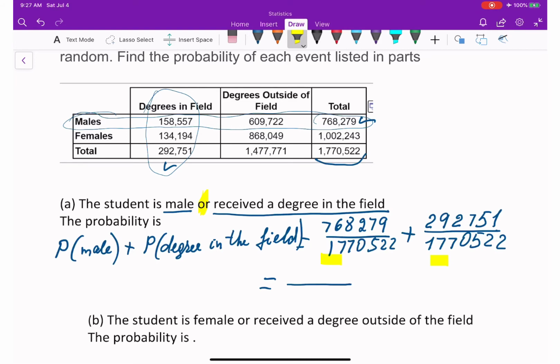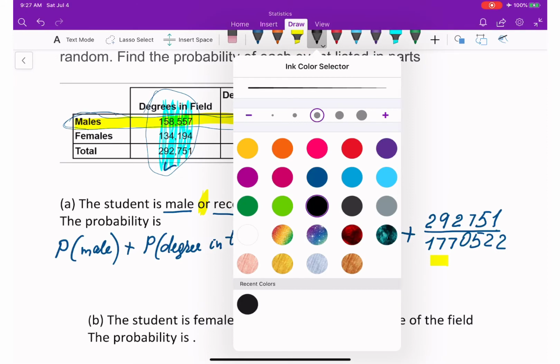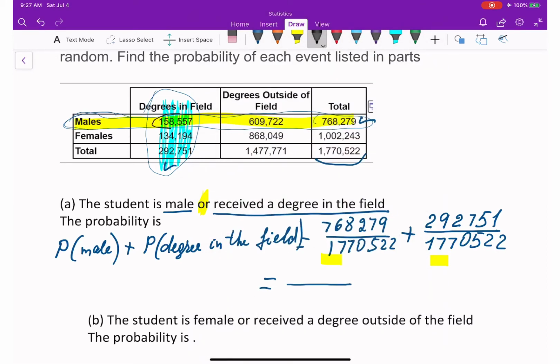Yes, because look, 158,557 we count in the male here. Let me highlight it. And we count it when we calculate the degree, total degree. So this 158,557, it's repeating itself here. Therefore, we need to subtract. Otherwise we will get a duplicate.